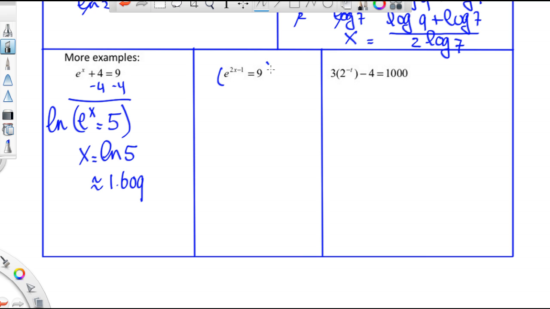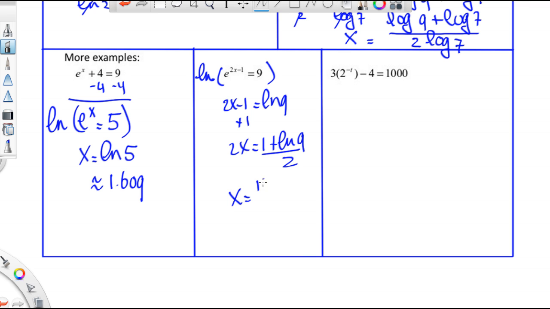That also works here. If you take the natural log, since the bases match, I don't have any weird stuff going on. So, add 1 here. I get 2x is equal to 1 plus the natural log of 9. Divide by 2, and that's your final answer. Okay, now on the calculator, this one's a little trickier, because keep in mind you have to use parentheses in the top. And if you do that right, you should get 1.599.